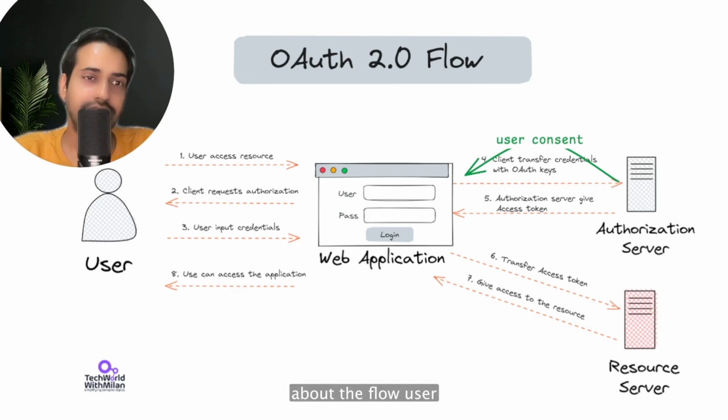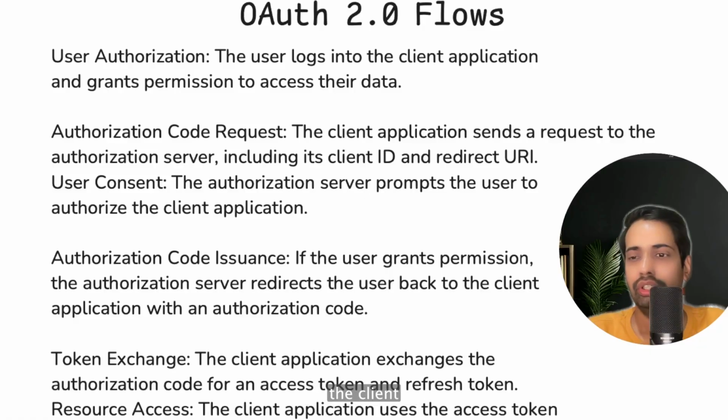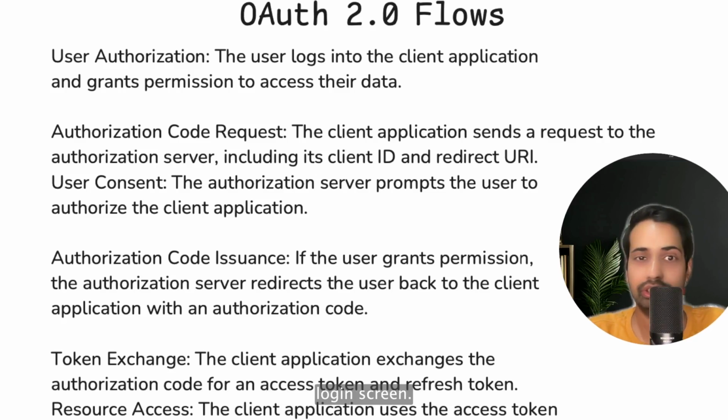If you want to read about the flow: user authorization, the user logs into the client application and it presents a login screen. What you are configuring at the client application, the React app, is just the client ID, and when you click on login, it redirects you to the Auth0 login screen. Then you enter the credentials. Then if the user grants permission to the authorization server, it redirects you to your client app, passing the authorization code, which is the access token and ID token.